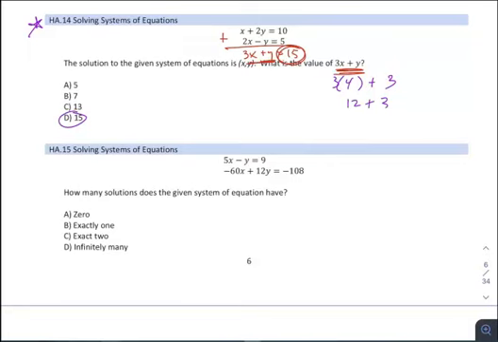SATs have been doing this type of question for decades. And so this is a very common type of question that's pretty unique to SATs. ACTs won't give you a problem like this.